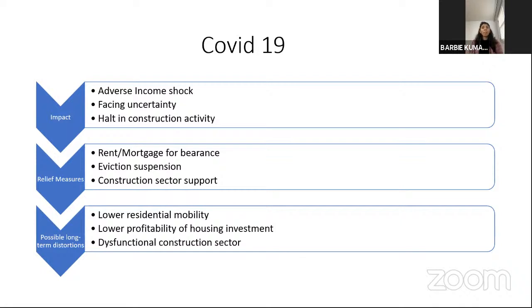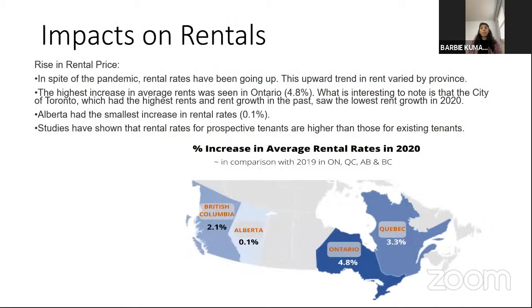There was definitely a lot of uncertainty as everyone faced income shocks, and it ultimately affected the housing market as it brought a halt to the construction market. But the Canadian government was always at the back of their citizens, and they introduced some relief measures to improve affordability so that people could afford the houses here.